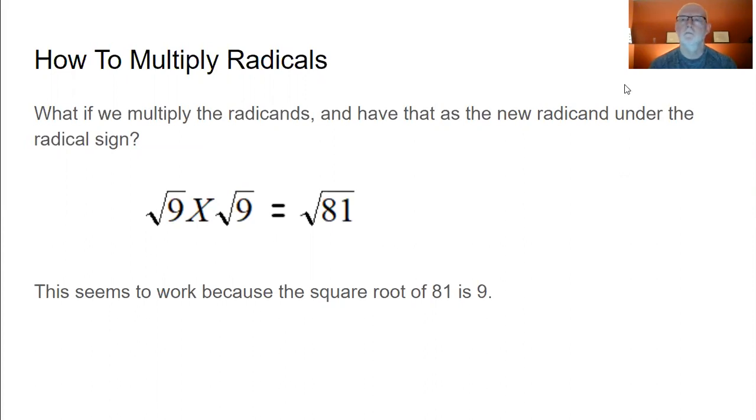What if we multiply the radicands, that's the number underneath the radical sign, and have that as the new radicand underneath the radical sign? Square root of 9 times the square root of 9 equals the square root of 81. Okay, 9 times 9 is 81. Well, this seems to make sense. It seems to work because the square root of 81 is 9. And on the previous slide, we had determined that the square root of 9 times the square root of 9 is just 9.